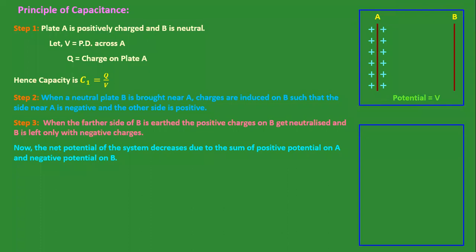Now, whatever we covered in step 2 and step 3, we recall again. This is a positively charged plate A, and B is an uncharged plate. Now we have to bring this plate B towards plate A. Then there are negative charges on the inner portion of B and positive charges on the outer portion. You can see here.